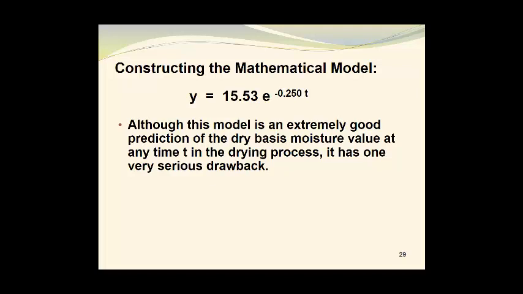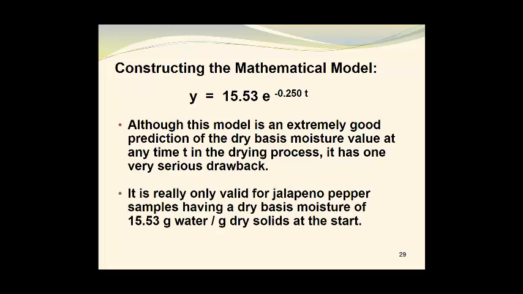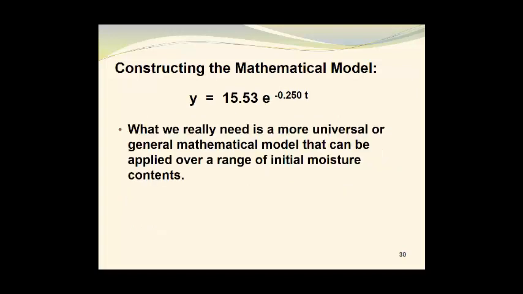Although this model is an extremely good prediction of the dry basis moisture value at any time t in the drying process, it has one very serious drawback. It is really only valid for jalapeno pepper samples having a dry basis moisture of 15.53 grams of water per gram of dry solids at the start. What we really need is a more universal or general mathematical model that can be applied over a range of initial moisture contents. Fortunately, this is not difficult to do.